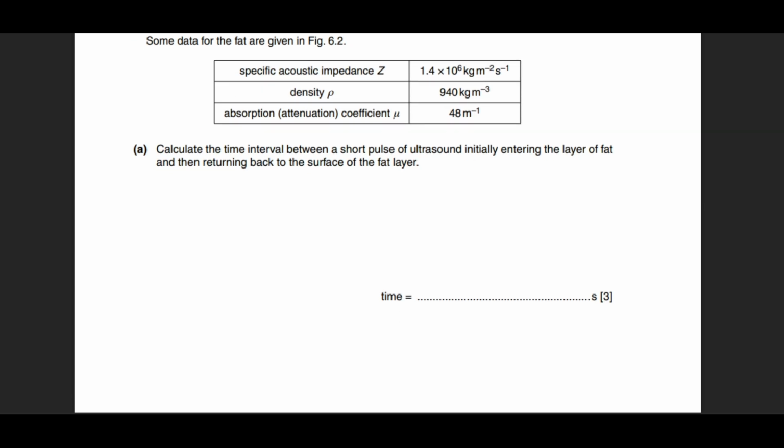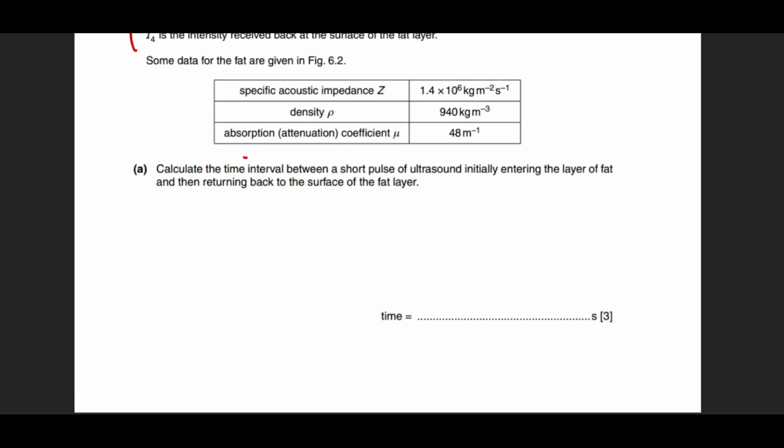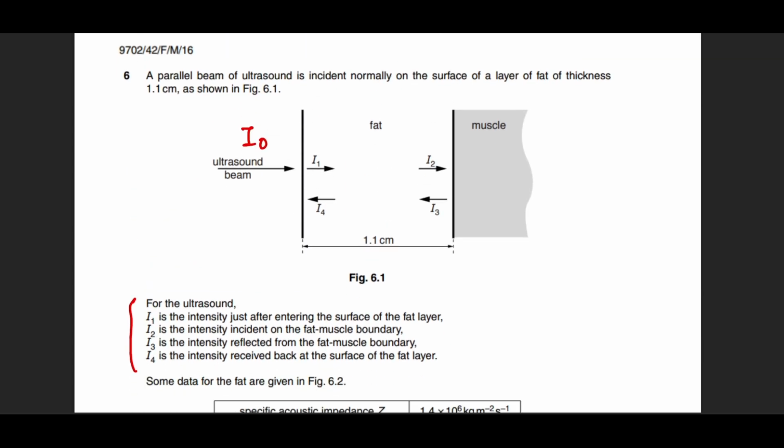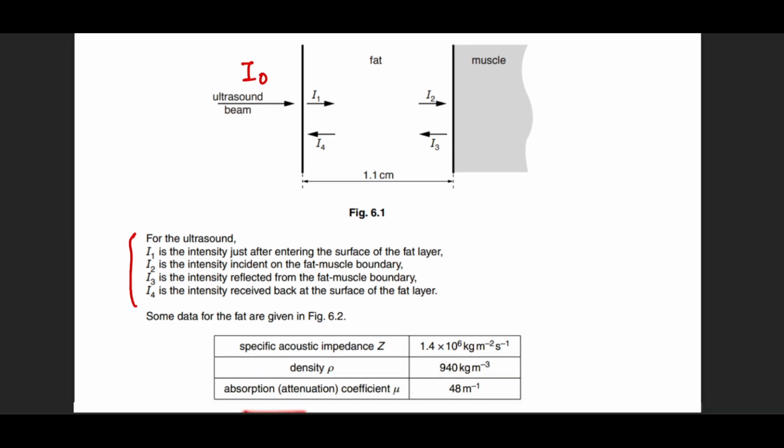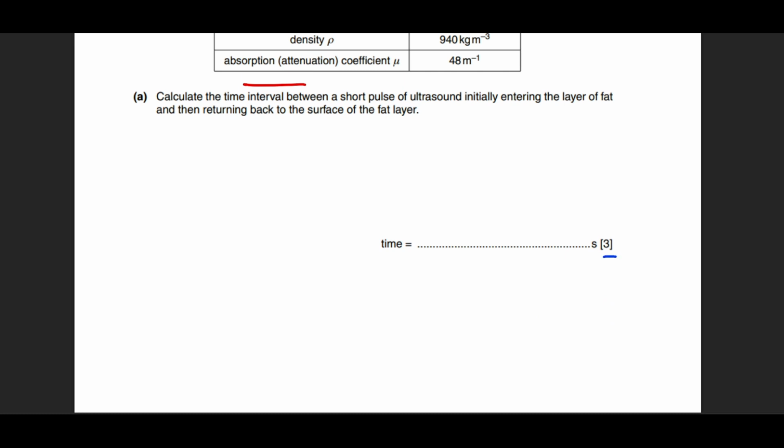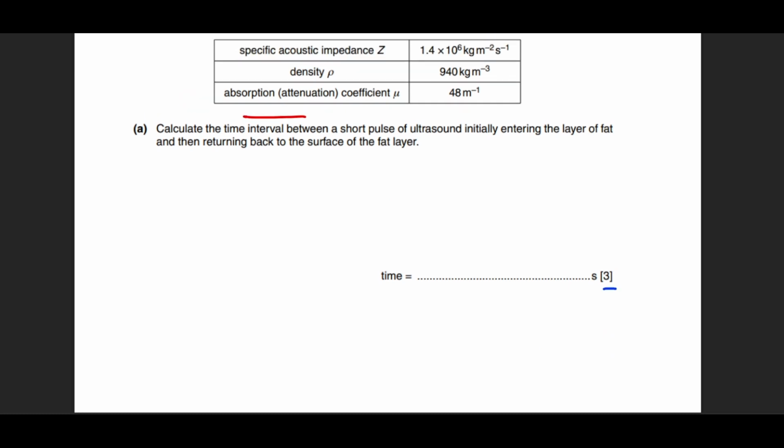First question, he asks for the time interval between the short pulse ultrasound initially entering the layer of fat and then coming back. He says there is an ultrasound entering the fat, it bounces back and then comes over here. So the time interval to go and then come back, this is the time interval he's asking you. Okay, so no need to worry about it, no issues. First, we need to find the speed of sound in this medium. Based on the marks of the question, there will be multiple steps involved.